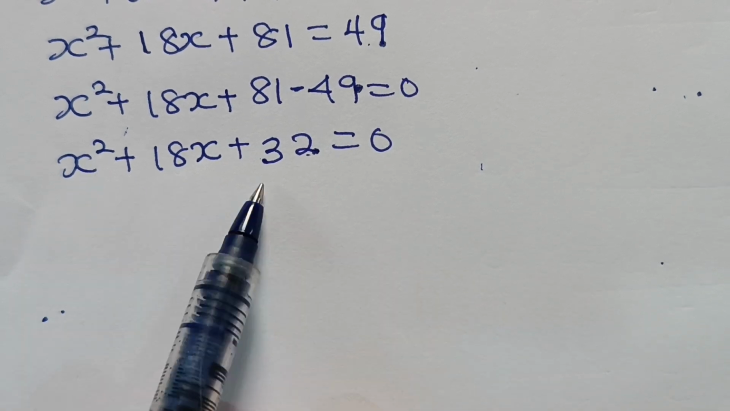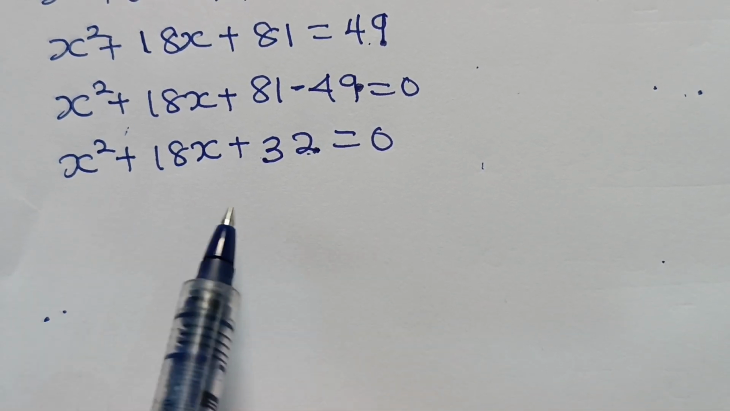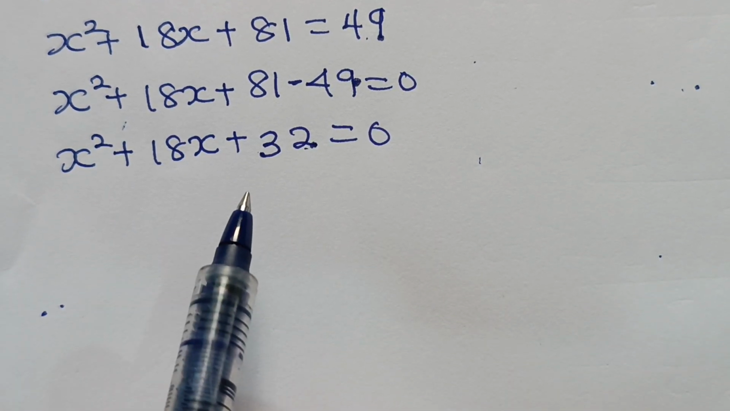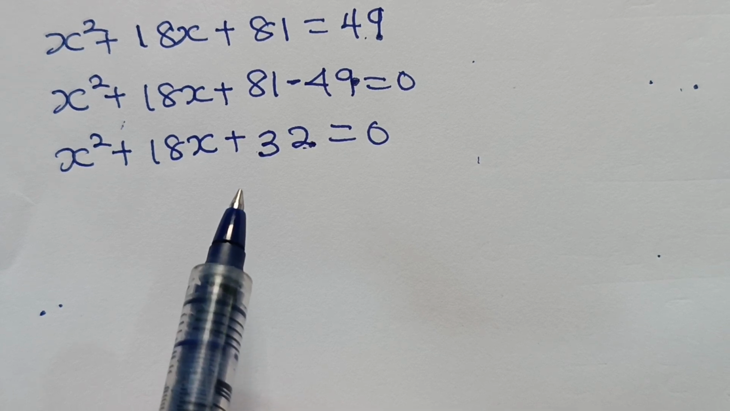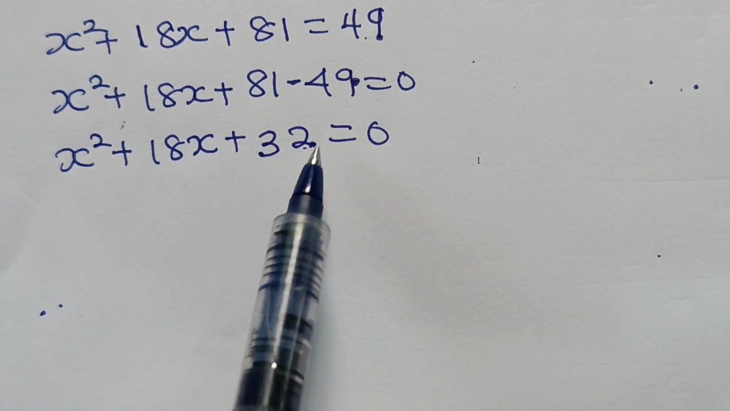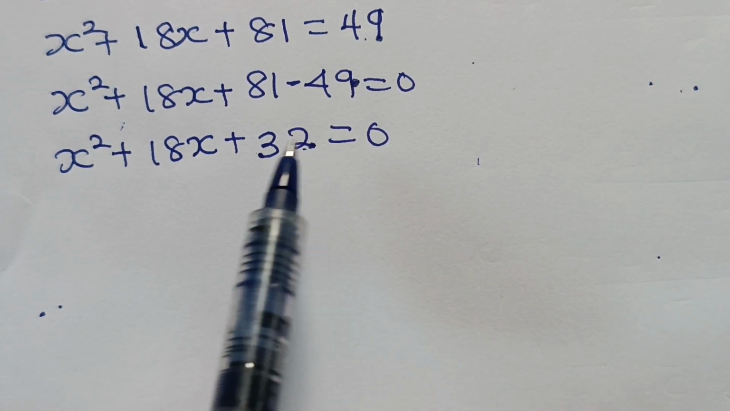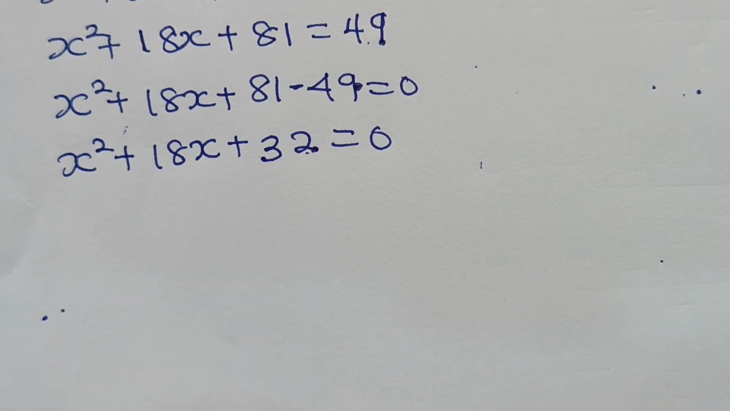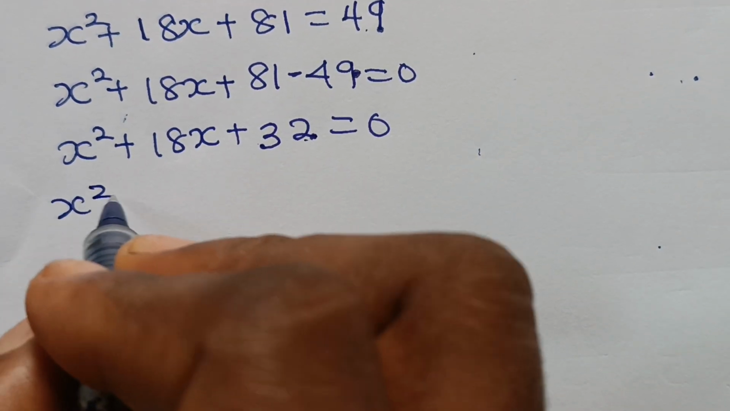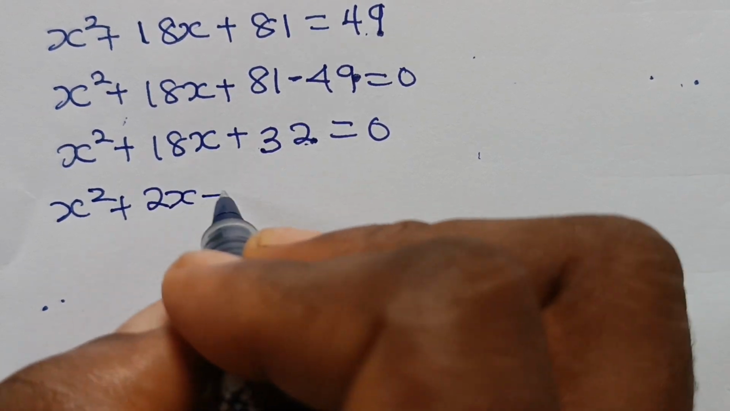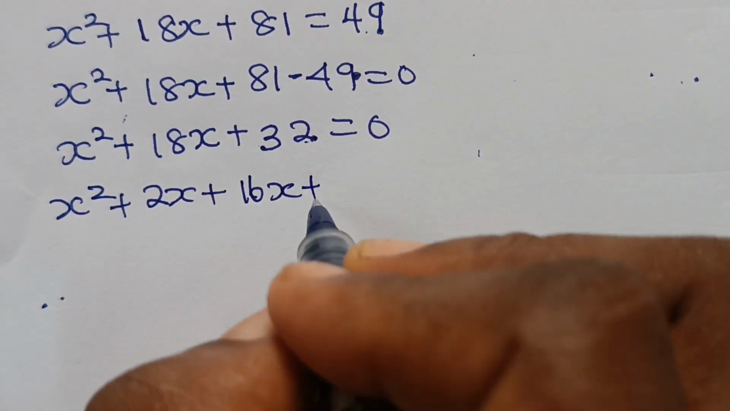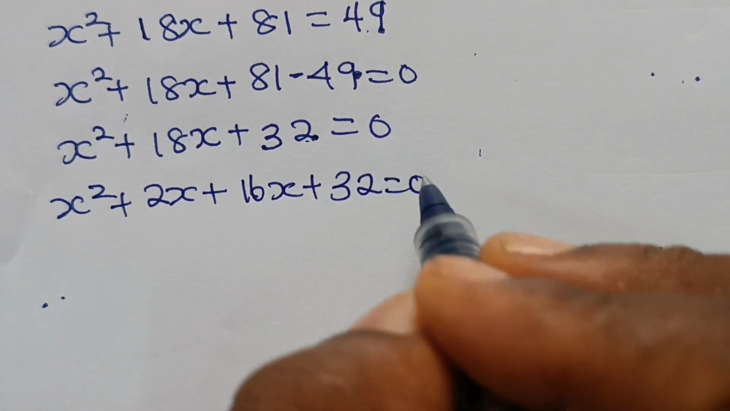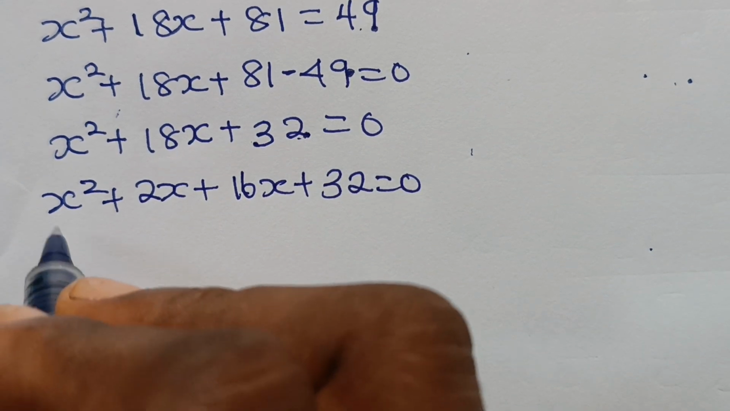Now we have a quadratic equation here and we can solve this using the factorization method, because what we need is two factors of 32 which, when we add them together, we get 18. Okay, and those two factors are 2 and 16. So we write x squared plus 2x plus 16x plus 32 is equal to 0. So we group them.